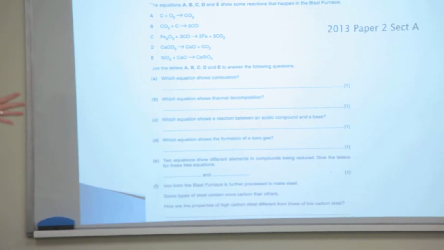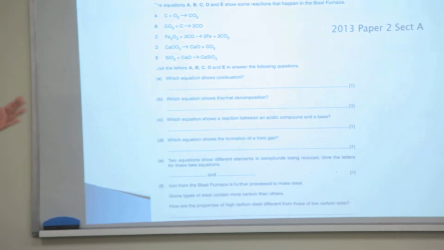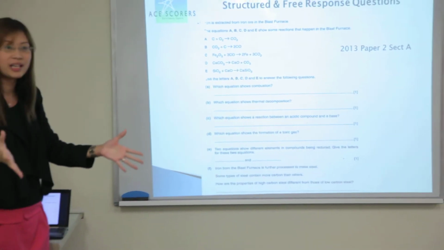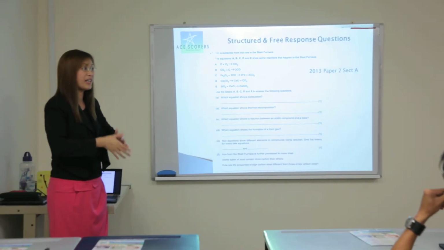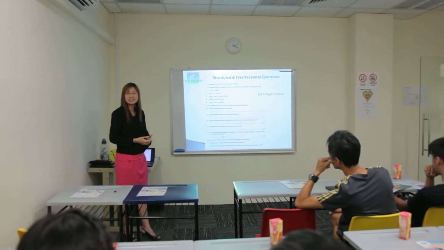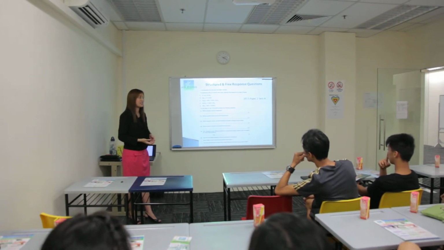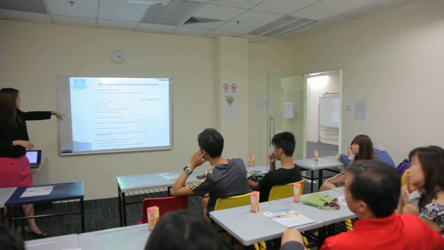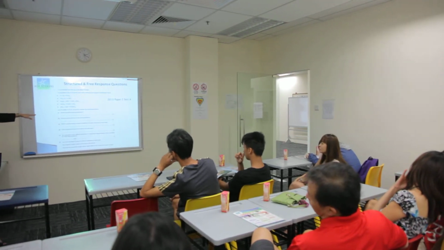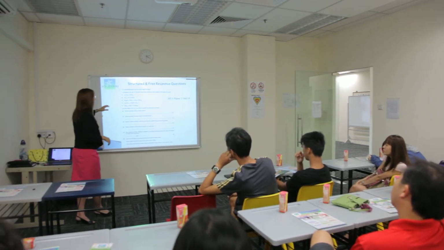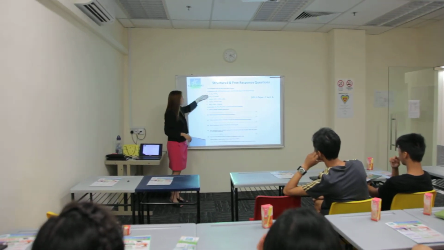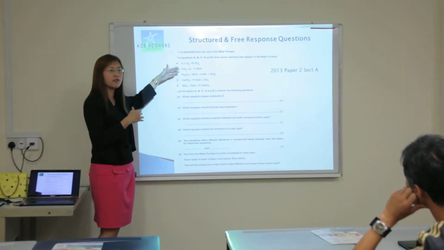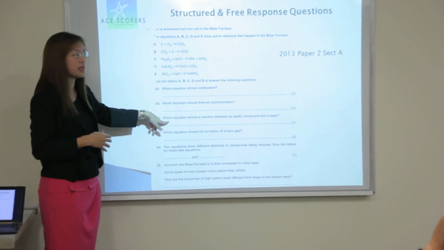So the students must be able to link up the other topics to the blast furnace application. They cannot just memorize purely on the blast furnace application and then forget about the other chapters. Yeah, so this is what we call applications. Alright, so just a quick one. If you look at part C, which equation shows a reaction between the acidic compound and the base? Besides memorizing these equations, the students must also know the acidic and basic nature of all these compounds in order to answer part C.